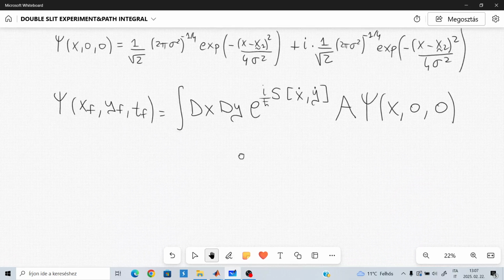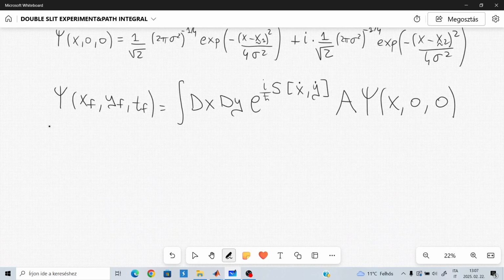And so this is the starting point. This is the path integral, and this is what we want to compute. Let me write down the action, which is a function of x dot and y dot. It's a functional because it depends on functions. And it is an integral from 0 to tf. So 0 is the initial time. We can just set it to 0.